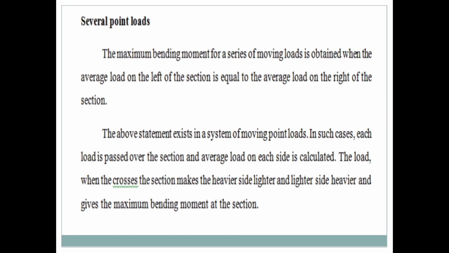And next you can see the several point loads. The maximum bending moment for a series of moving loads is obtained when the average load on the left of the section is equal to the average load on the right of the section. The above statement holds in a system of moving point loads. In such a case, each load is passed over the section and the average load on each side is calculated. When a load crosses the section, it makes the heavier side lighter and the lighter side heavier, and gives the maximum bending moment at the section.